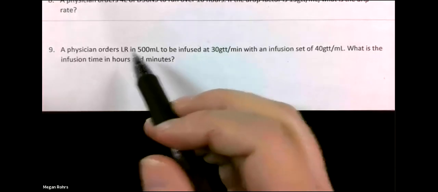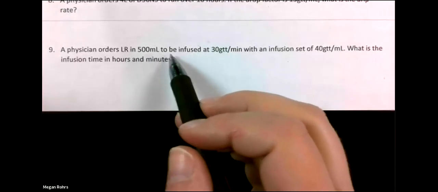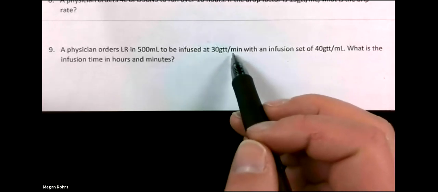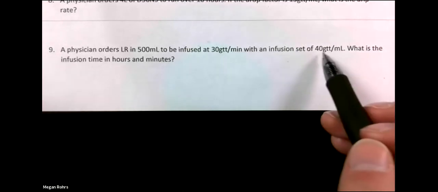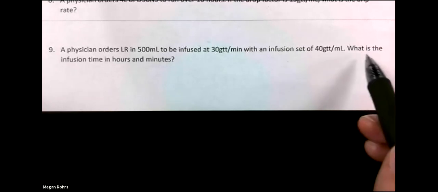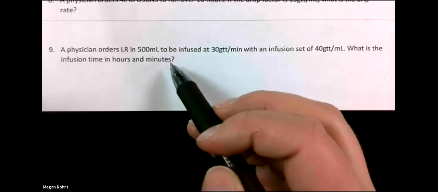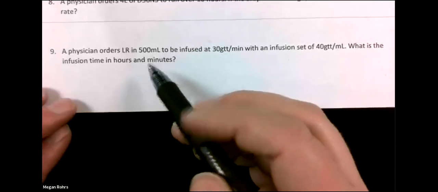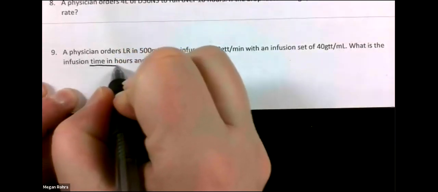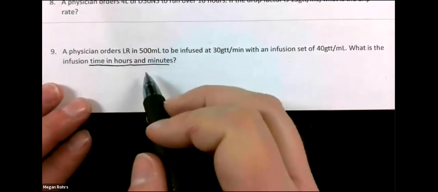Okay, let's take a look at number 9. A physician orders lactated ringers in 500 milliliters to be infused at 30 drops per minute with an infusion set of 40 drops per mil. What is the infusion time in hours and minutes? So here we are looking for time in hours and minutes.